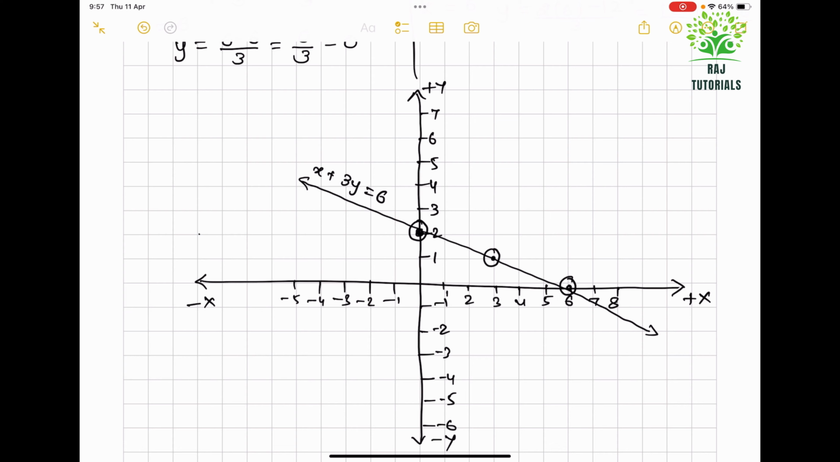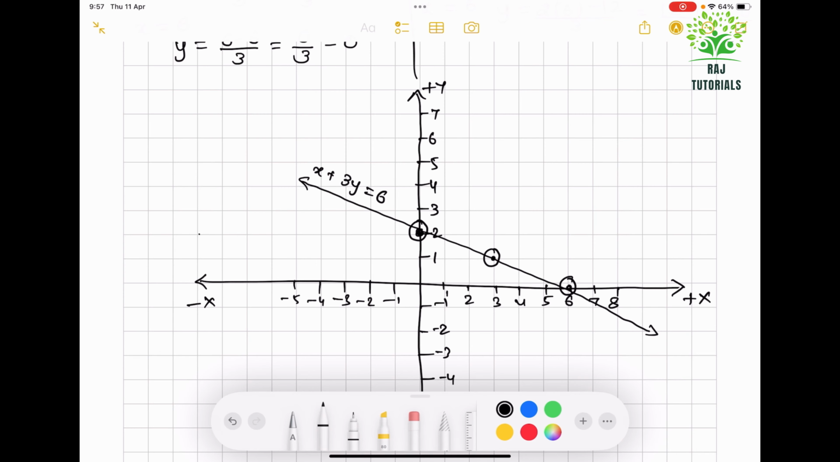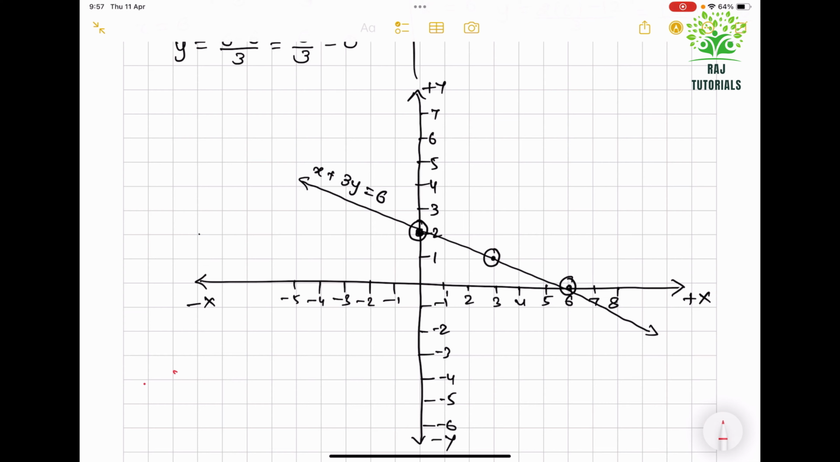Now for the second one, I am changing the color of my pen so that you can understand easily. So now I have changed my color of the pen. Now the first point was 0, minus 4. So 0 comma minus 4, that is x is 0, y is minus 4. So that point will be this one. Then the second point was 3 comma minus 2. So x is 3 and y is minus 2. So here. And the third one 6 comma 0.